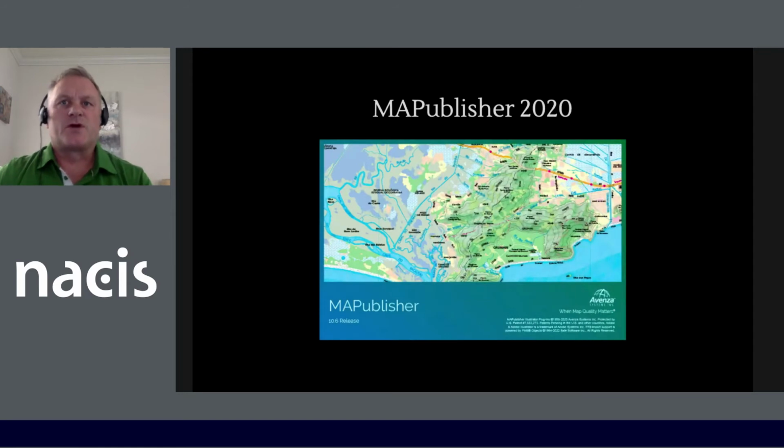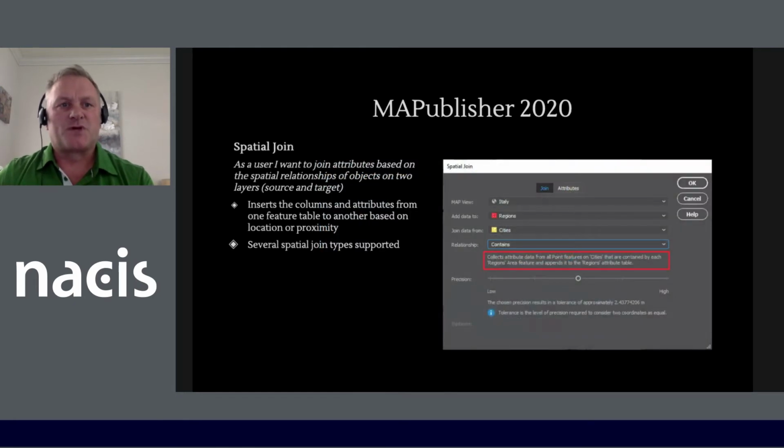So here are some of the new enhancements that we've made in MAPublisher since NACIS 2019. The first one is Spatial Join. We always start with the why, so you'll see this in some of the slides. As a product manager, we obviously want to understand why our customers need these enhancements. Until we understand the why, we don't really embark on anything that we need to do.